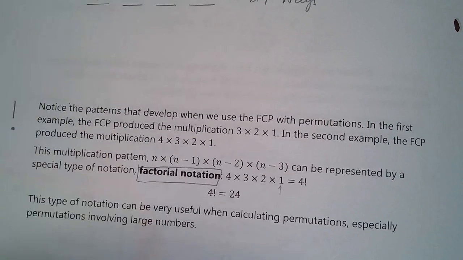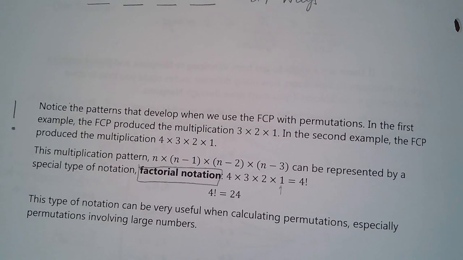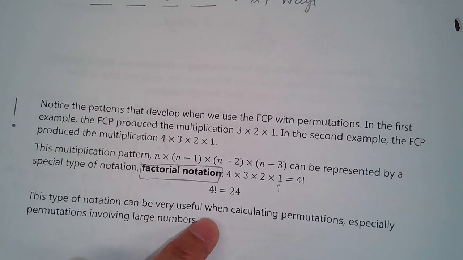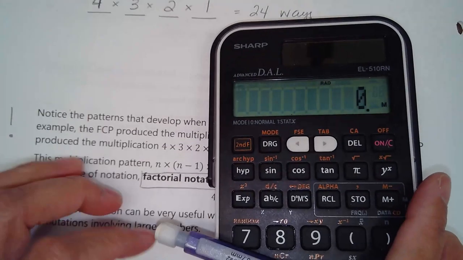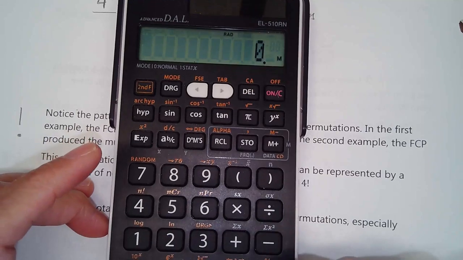Okay, so let's give it a try. You'll get used to your calculator. So let's try 4 factorial. Search for your factorial button, the exclamation mark.